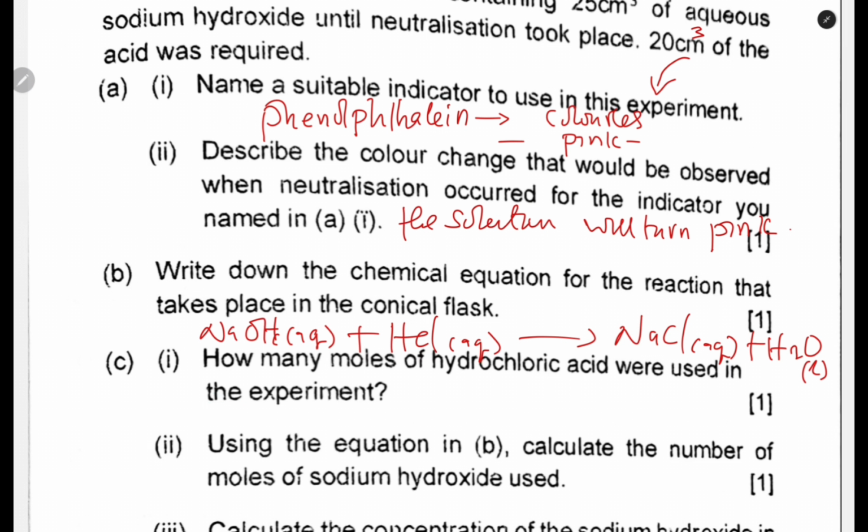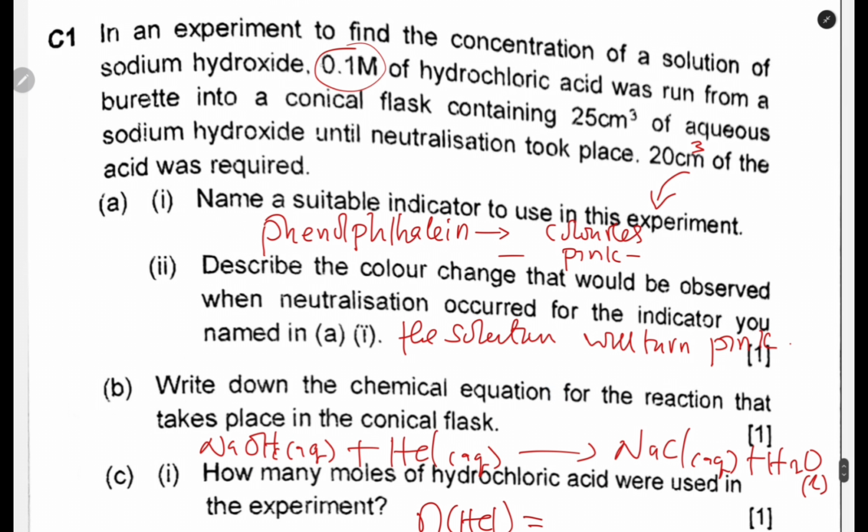How many moles of hydrochloric acid were used in the experiment? So for the number of moles of hydrochloric acid, which formula are we going to use? We are given its concentration, and they are saying 0.1 of hydrochloric acid was run from the burette into the conical flask containing 25 cubic centimeter of aqueous solution.